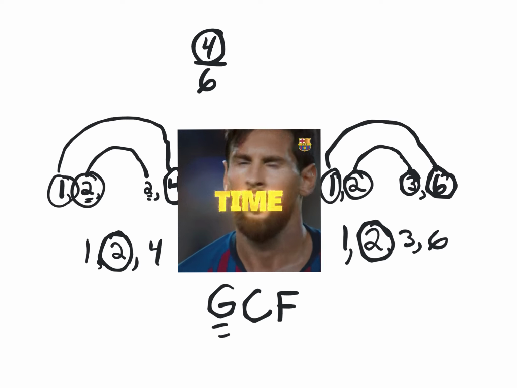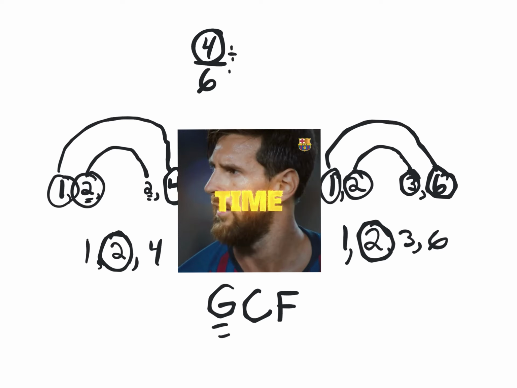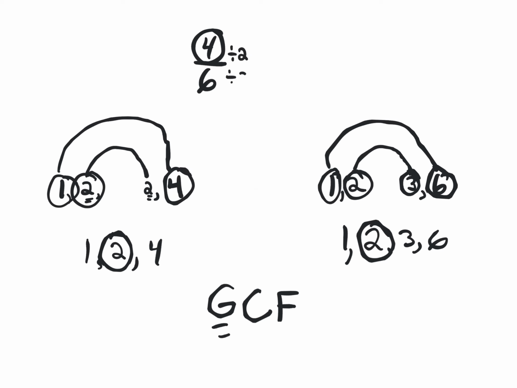So we're going to divide the top and bottom by 2. And we are going to get 4 divided by 2 is 2, 6 divided by 2 is 3. So 4/6 simplified is 2/3.